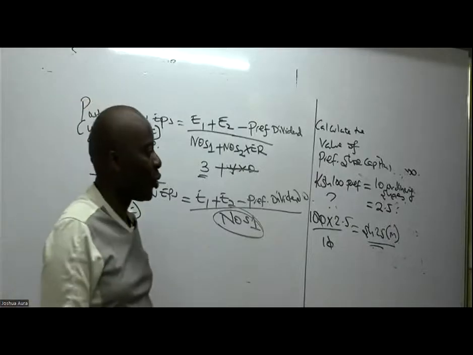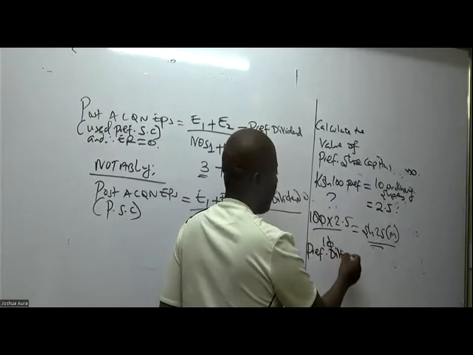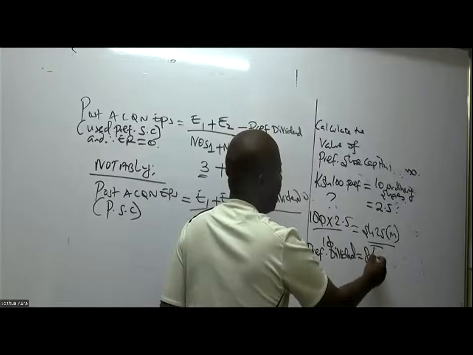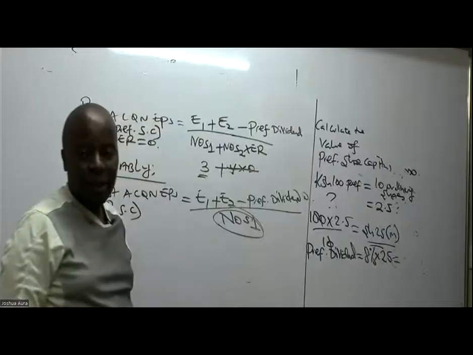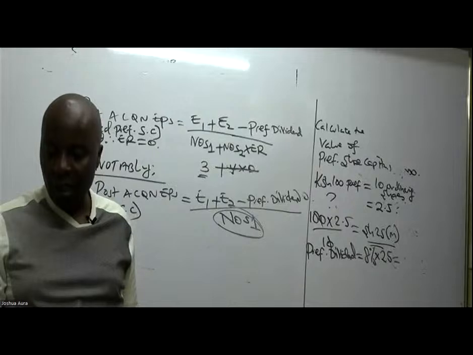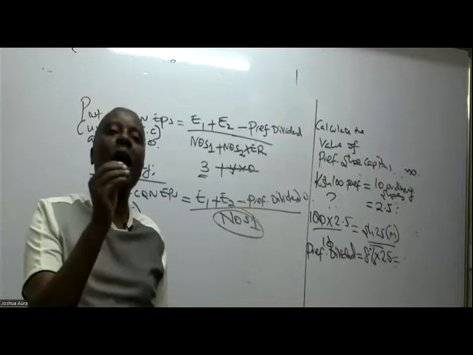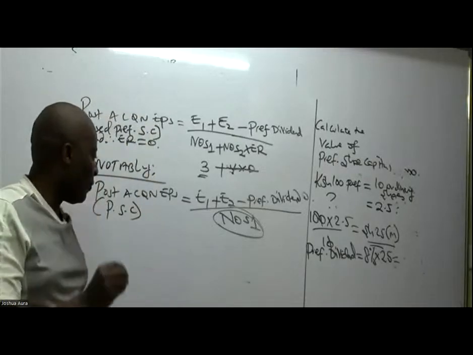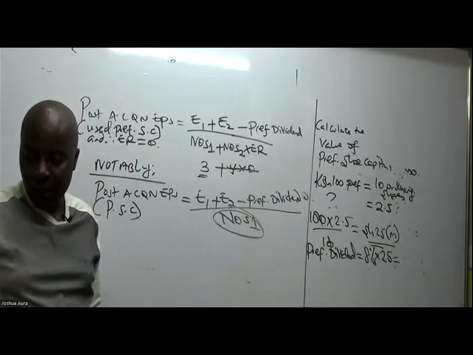So come here and now calculate the preference dividend. They have given me the preference dividend rate as 8%. So 8% of 25 will be equal to how much? The preference dividend rate is 8%. It is 8% of the total preference share capital.